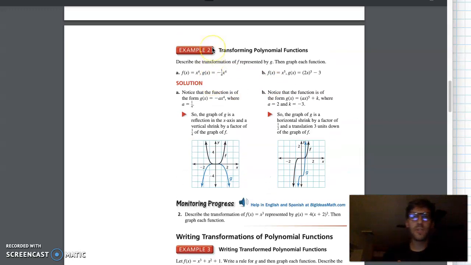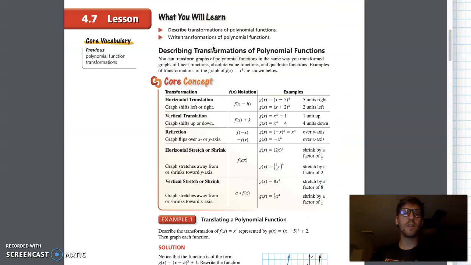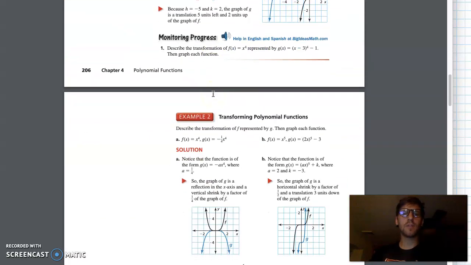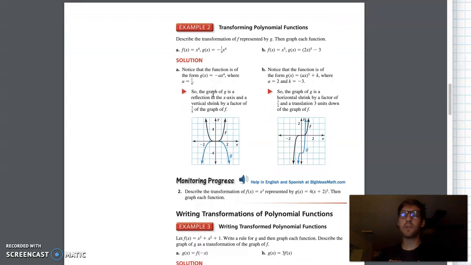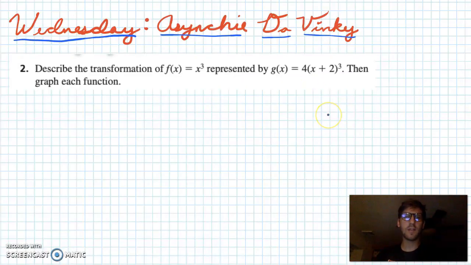I'm jumping back to the textbook here because this actually corresponds to section 4.7 in the textbook, describing transformations. I'm really looking at examples 2, 3, and 4, which are similar to the problems that I assigned for the asynchronous today. So, if we are to describe the transformation here, let's look at what's happening. We have the parent function f of x, and its transformation is represented by g of x, where we have 4 times the quantity x plus 2 being cubed.